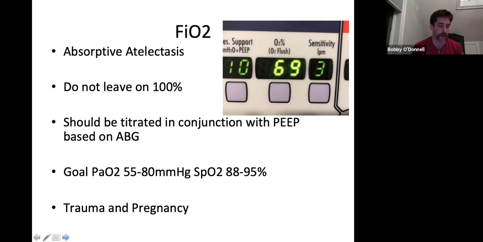Same thing with your trauma patients. Especially if they're bleeding, you have this hemic hypoxia, so less hemoglobin, there's decreased carrying capacity. So you really want to optimize their oxygenation as much as possible. And there are other things you can do with the vent to do that which we won't really go over.